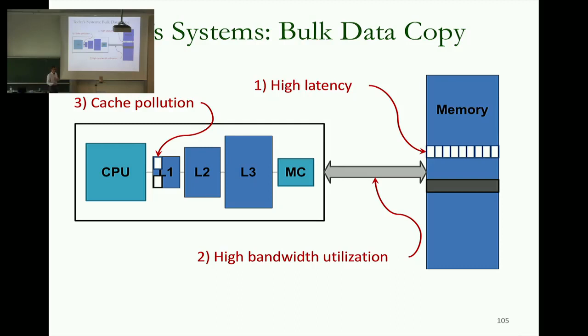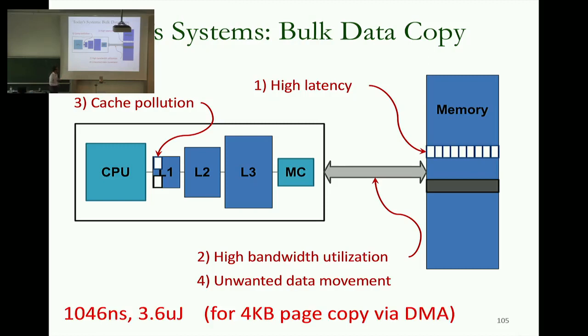You could actually set up the memory controller to do the direct memory access and do the copy through this path as opposed to this path over here, which saves some of the cache pollution, but which still has high latency and high bandwidth utilization. And it causes a lot of unwanted data movement. If you're initializing memory that you're not going to touch for a long time, for example, you're actually moving data into the chip without getting much benefit or any benefit from that movement.